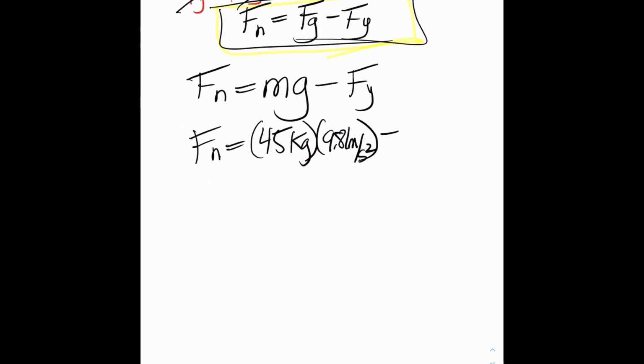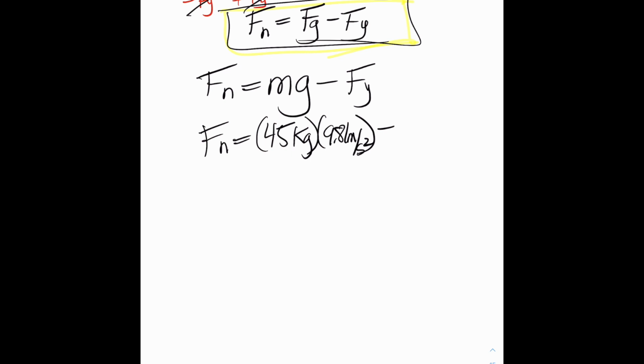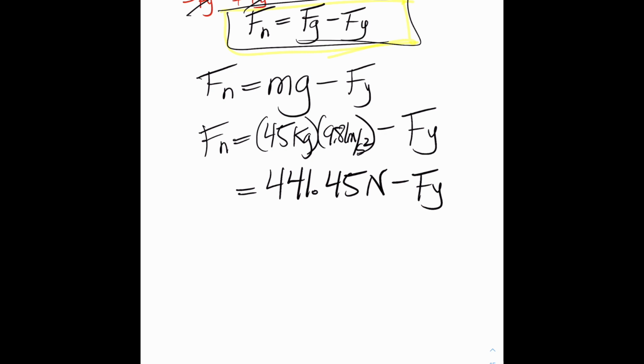I think the force of gravity is going to be about 440 or something. We don't know Fy, okay. Let me plug it in my calculator here. 45 times 9.81 is equal to 441.45 newtons minus Fy. All right, so that's a little bit better.